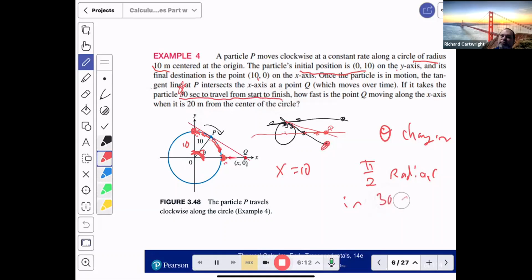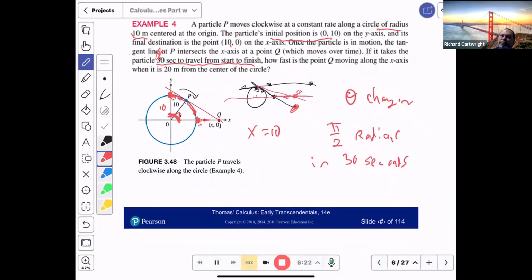In 30 seconds. Now you can run this problem in seconds, and I did that at home. And I said, oh, my answer didn't match because he didn't do it in seconds. He did it in minutes. Radians per minute was what he was looking at. d theta/dt is some radians per minute. That wasn't a law. You didn't have to do minutes just because it's trig. You could have kept it in radians per second.